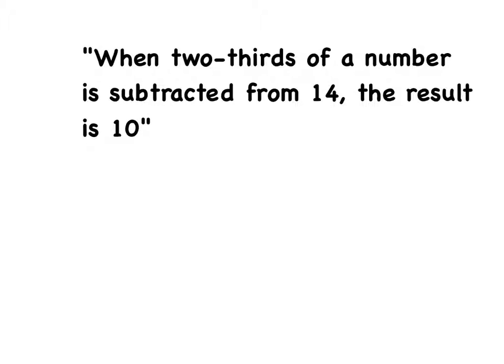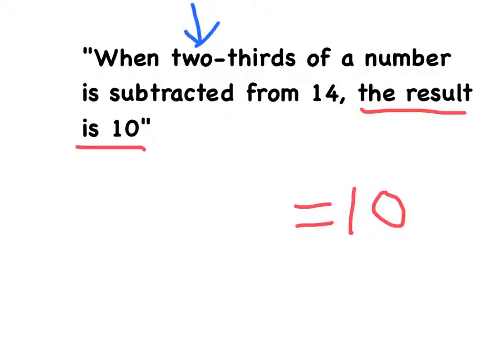So if you're asked to translate these words into math language, this is going to be an equation, because if you read the last part of the sentence, the result is 10. That means everything is going to equal 10 here at the end. Whatever we do, whatever is in all this mumbo-jumbo up here, it's all going to equal 10.